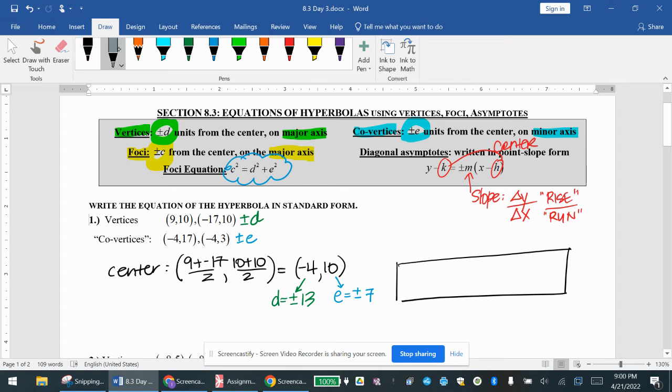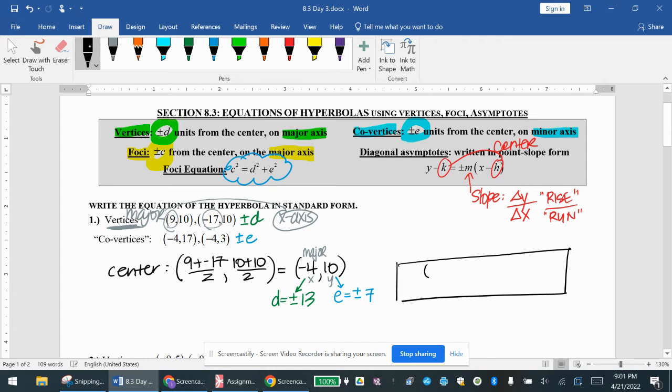The vertices are the ones that are always on the major axis. If you notice, they changed the x values when compared to the center. So then that's your major axis. Your major axis is the x-axis, because the x values changed.